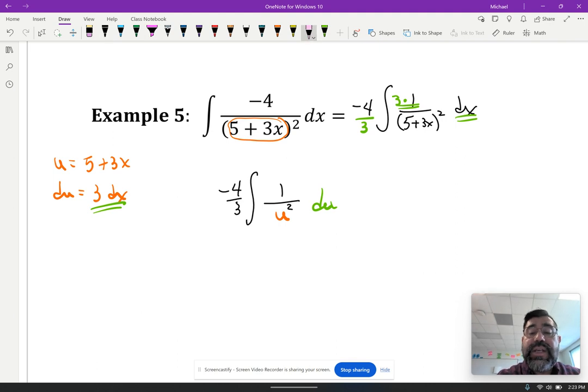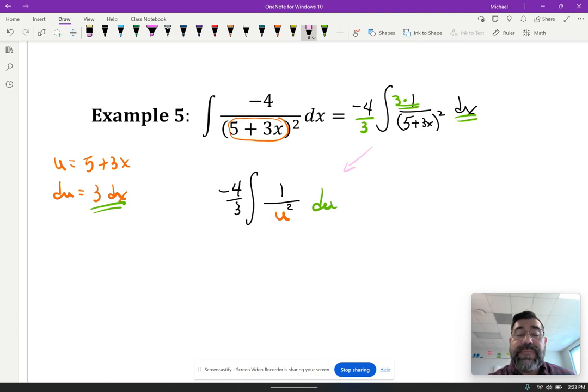I'm going to give you a chance to catch up on the notes, but also think about what we just did. This constant, I pulled it out. Did I have what I needed to make the du exchange? I didn't, so I multiplied by the constant that I needed. I needed a 3, so I'm going to multiply by 3. But doing that is going to change things unless I balance it out by dividing by 3 on the outside. Now I can exchange that for a du, and then 1 over u squared, because we said that 5 plus 3x was u.